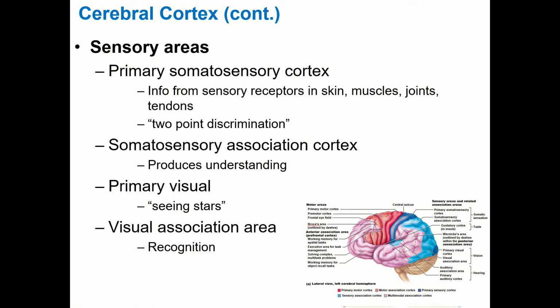So, I see purple, it's in a pattern of 5 around a central circle. And so then I understand that I'm looking at a flower. So the association area is what produces that understanding. The other thing I have on here, the seeing stars.